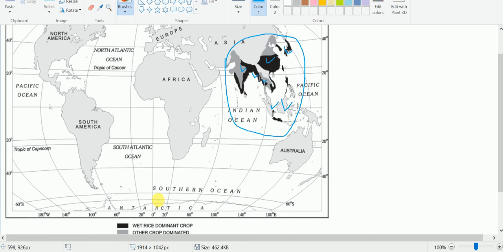Okay, and here you may find two subtypes of intensive subsistence. The dark color one, the black color, shows wet rice. This is dominated by wet paddy cultivation. And the other one, the gray color one, represents intensive subsistence agriculture other than rice. That is, other crops are grown in these areas. And the black color areas grow rice.